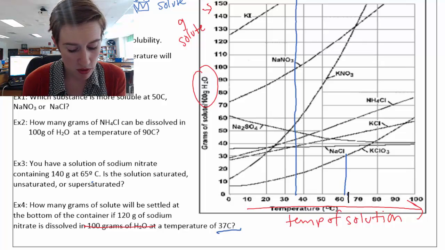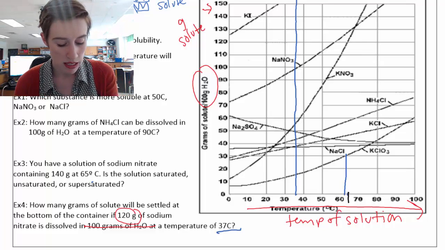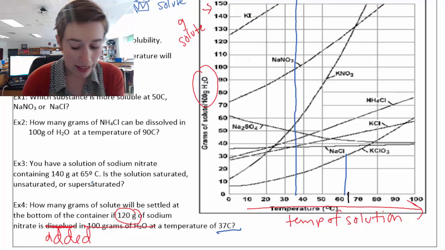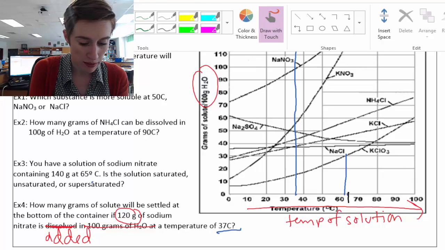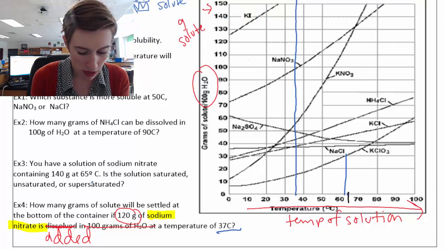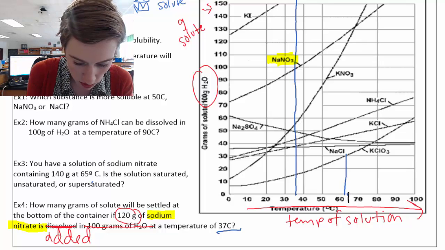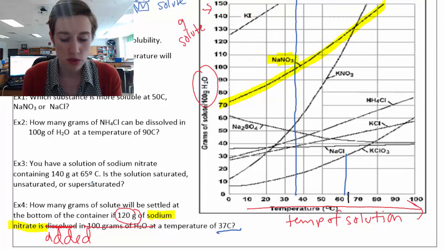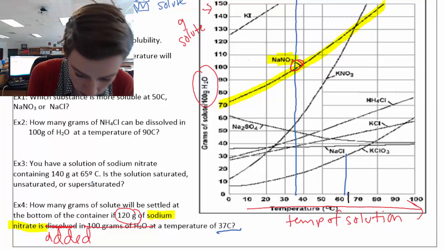It's saying how many grams of solute will be at the bottom if 120 grams was put into the container. And really, it shouldn't say is dissolved. It should say is added. Okay. So if we add 120 grams of sodium nitrate, how much will fall to the bottom? Okay. So let's find our substance. Sodium nitrate. Where is sodium nitrate? Sodium is right here. And then nitrate is NO3. So here's sodium nitrate. It's the same substance from before. And let's find its saturation point. So how much sodium nitrate should be dissolved at 37 degrees Celsius?